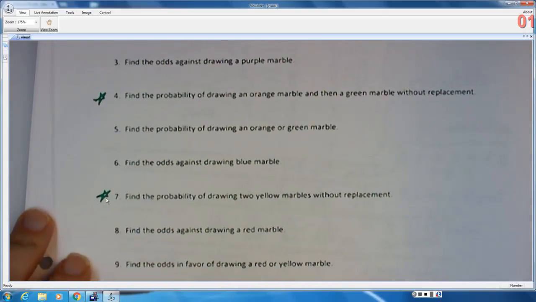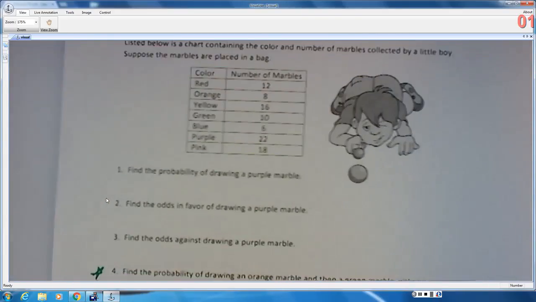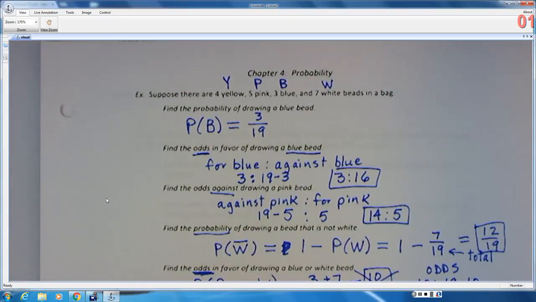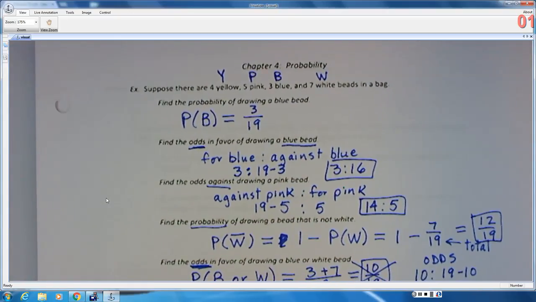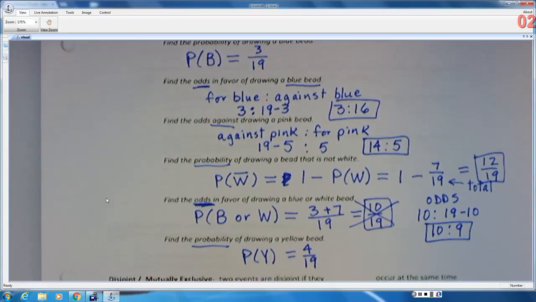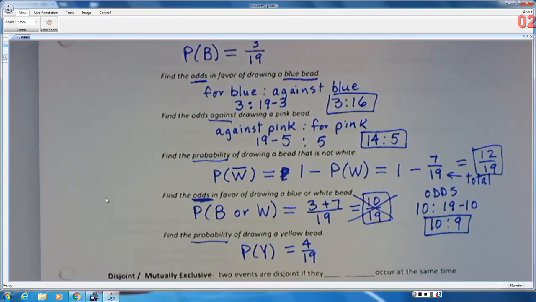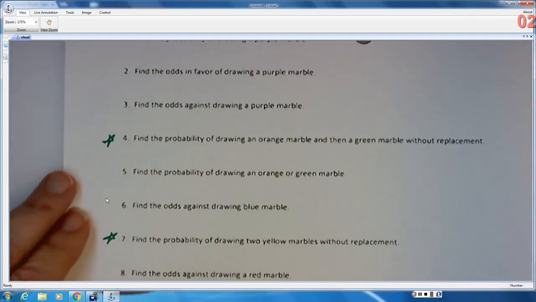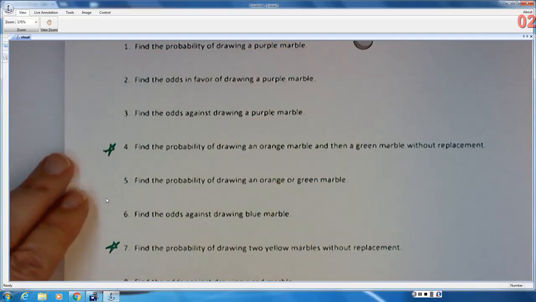Find the odds against. Okay, so most of these problems are like the example of we had some beads in a bag, and we found the probability of drawing a blue bead. We did this last time. So that's how we did it. So you can do most of it that way. Let me go ahead and give you some hints on 4 and 7. Maybe I'll just work them. Okay.